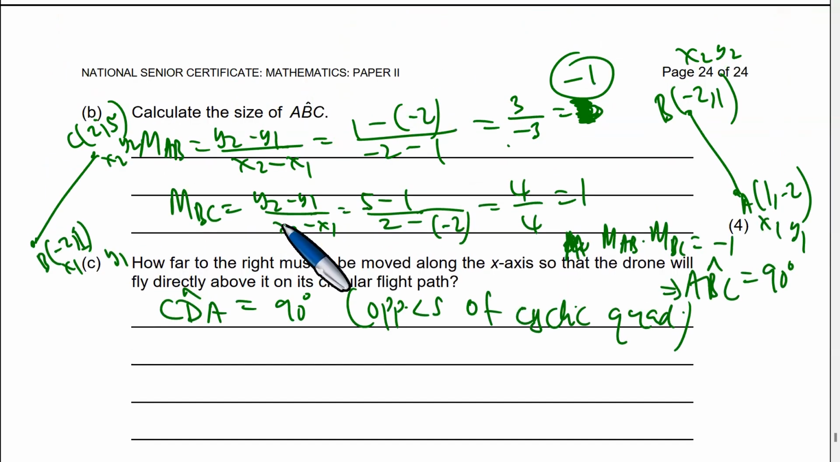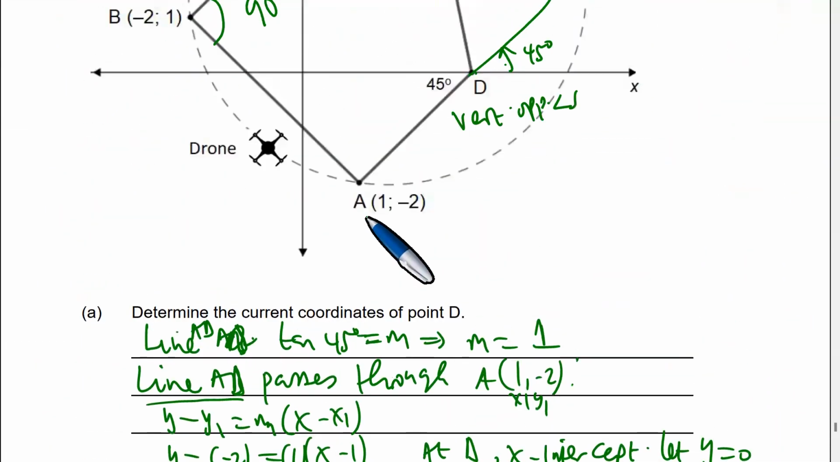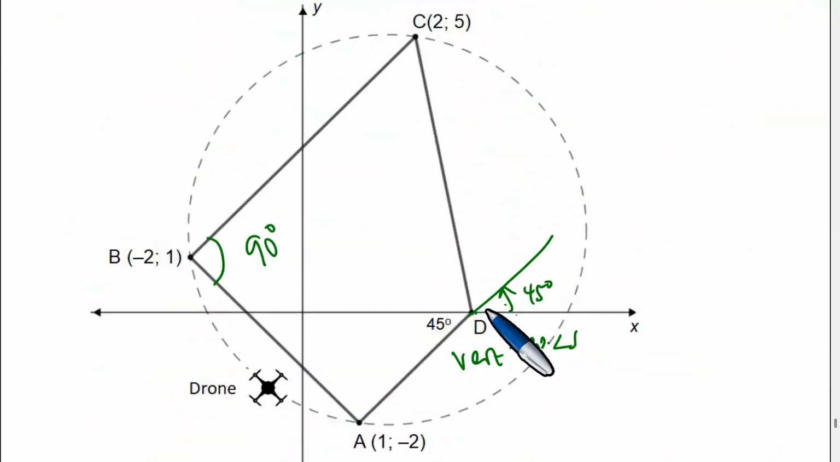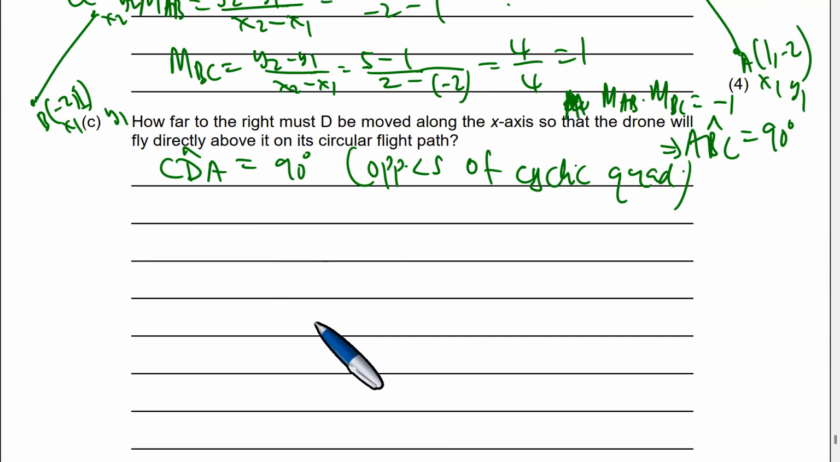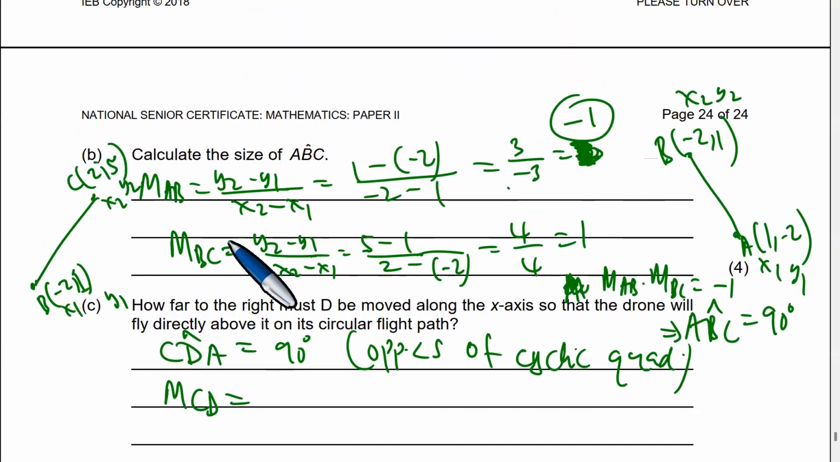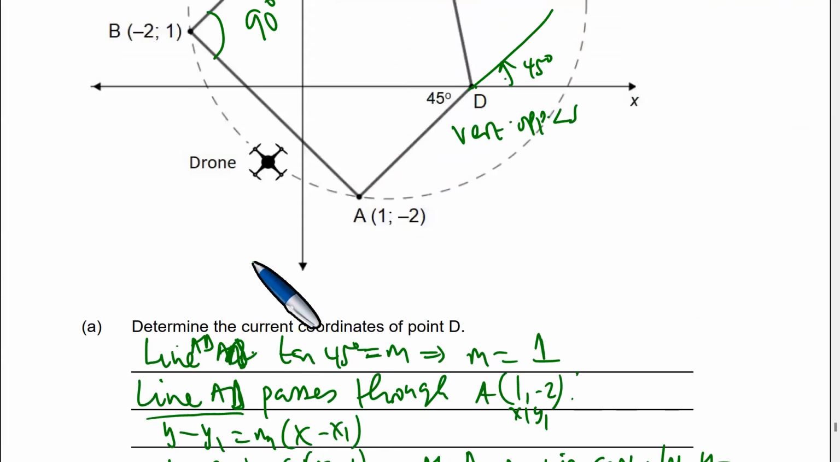So CDA, if you move this here so that it's on the boundary of the circle, then you're going to have opposite angles of a cyclic quad. 90 plus 90 must be 180, so it must be 90 degrees there. But how far must it be moved so that such a thing happens? The gradient of CD. What is the gradient of the line CD? Let's check.